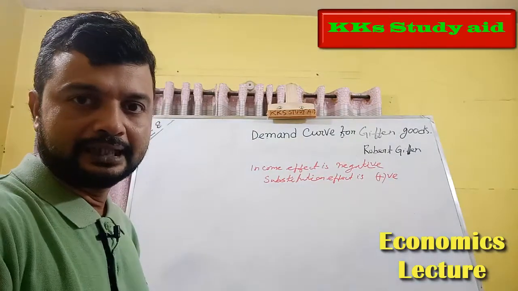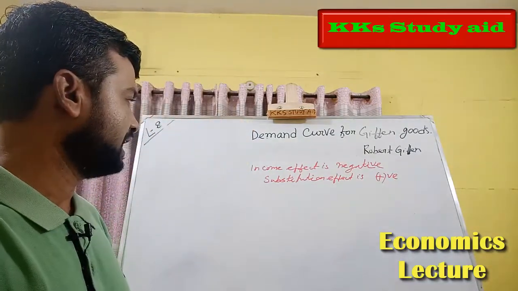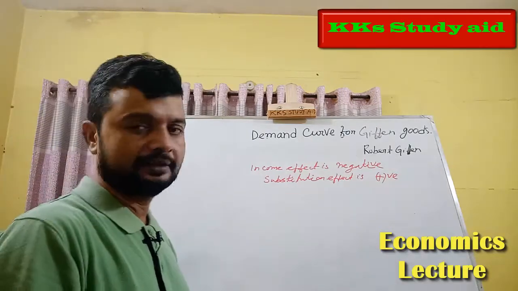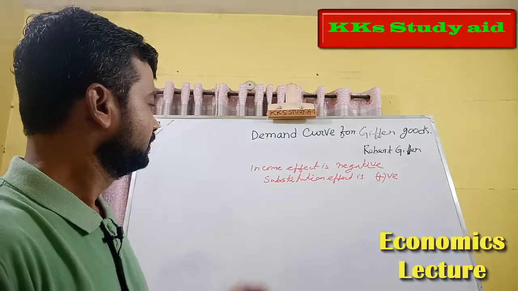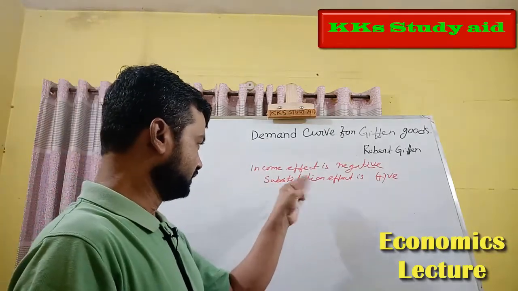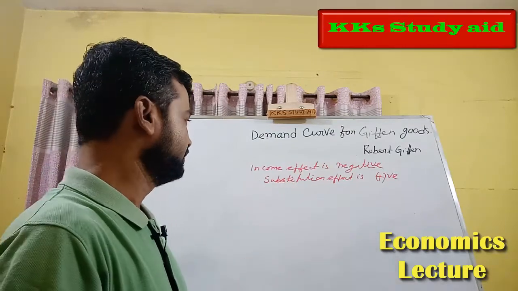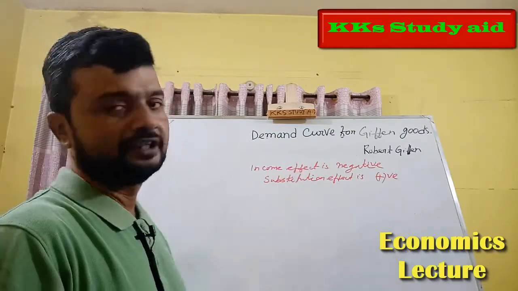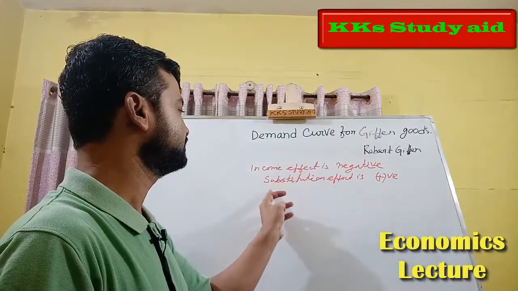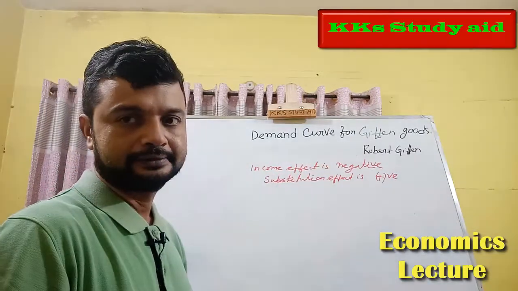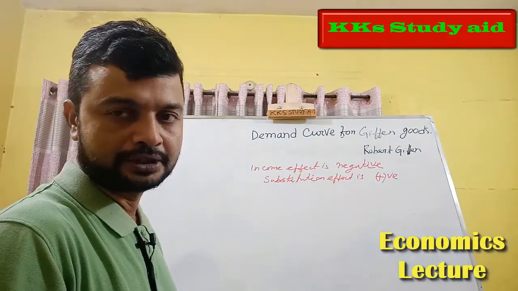We see here that in the case of Giffen Goods, these two effects, income effect and substitution effect, move in opposite directions. Income effect is negative, but substitution effect is positive. But in the case of Giffen Goods, this negative income effect dominates the substitution effect. Consequently, there will be a positive relation between the price and quantity of Giffen Goods.